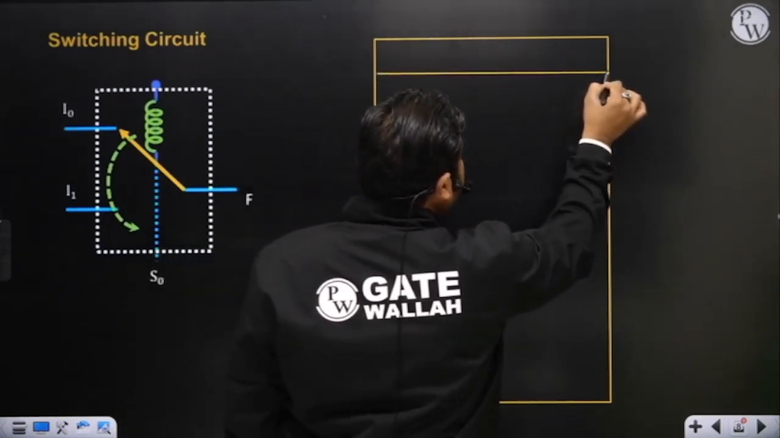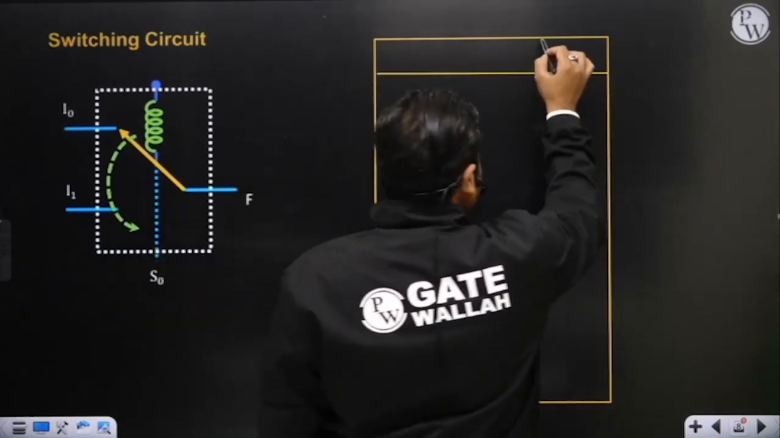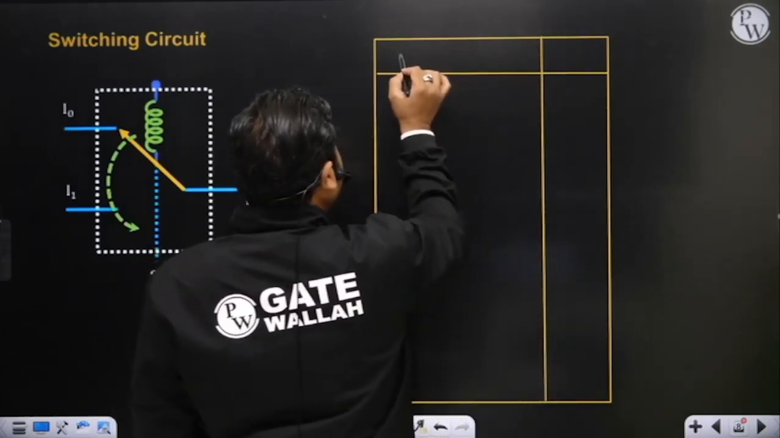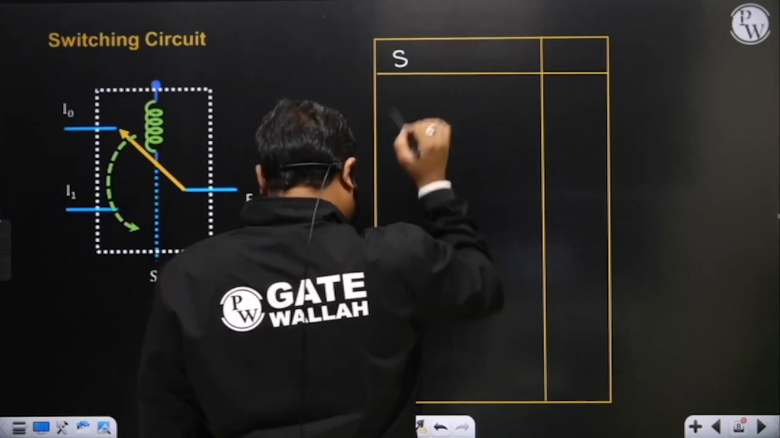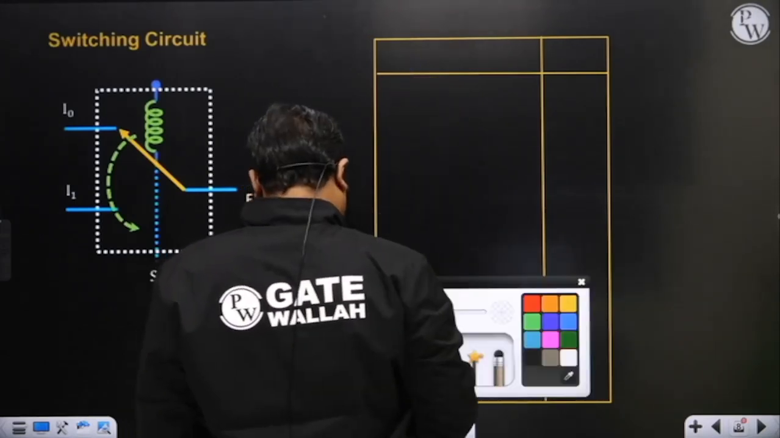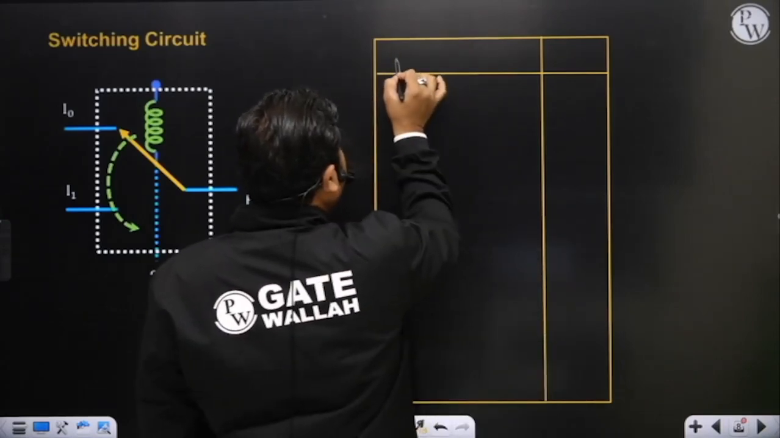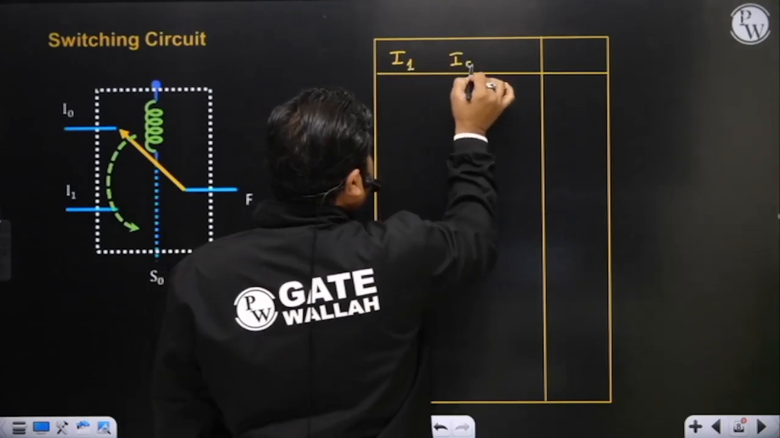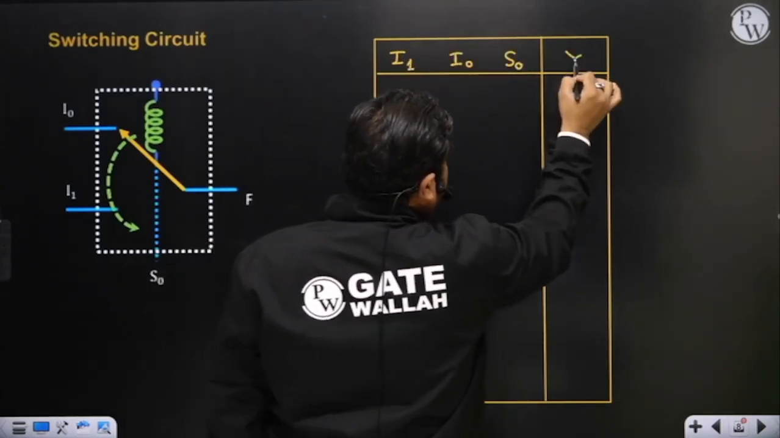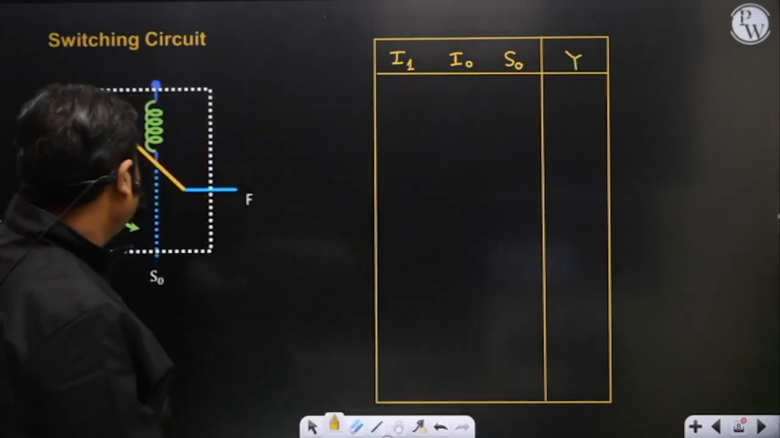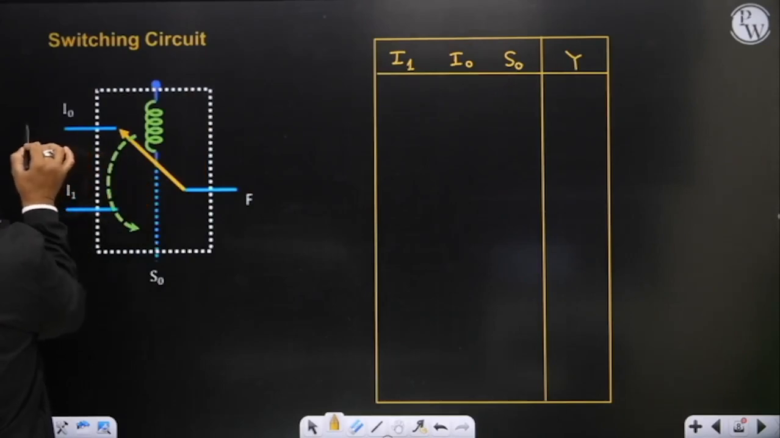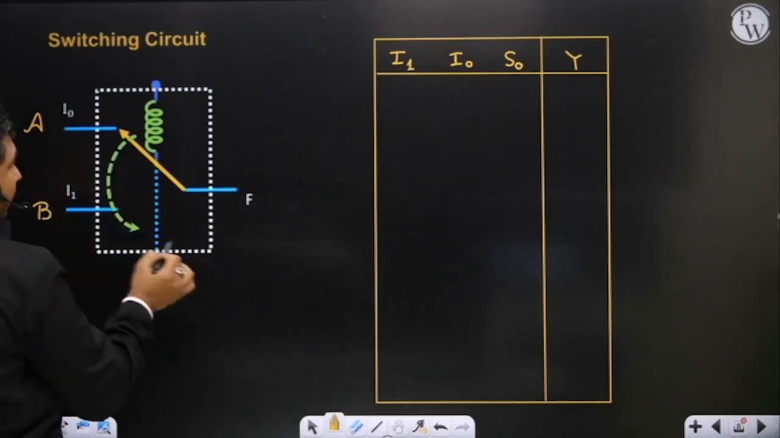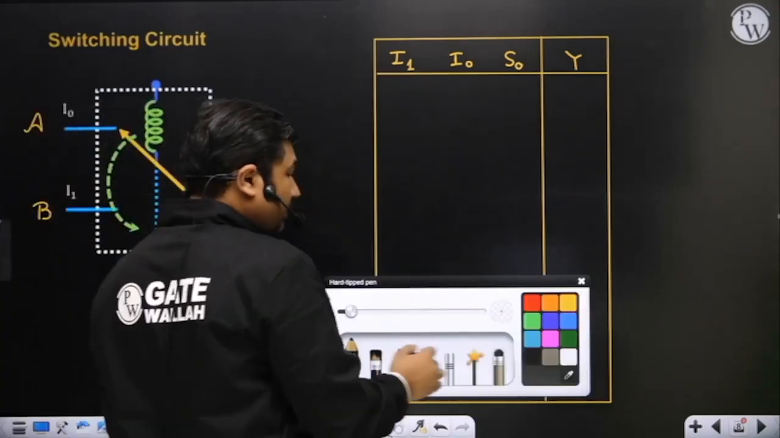How many inputs have you observed? Sir, we have observed a total of 3 inputs. Okay, sir. That is, input on the I0 pin, input on the I1 pin, and input to select. Depending upon that, we have output Y. Let us take input I0 as A, input I1 as B, and we have select S. Okay, yes, sir.